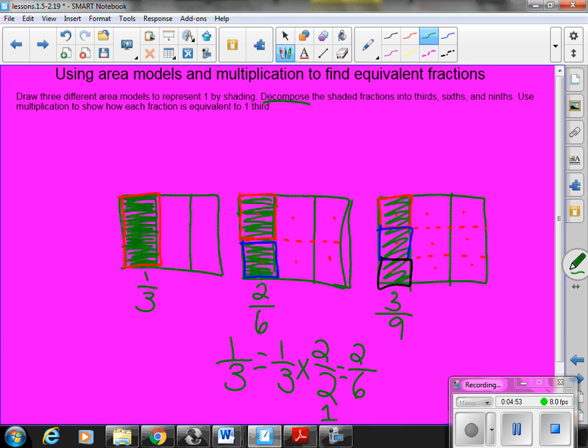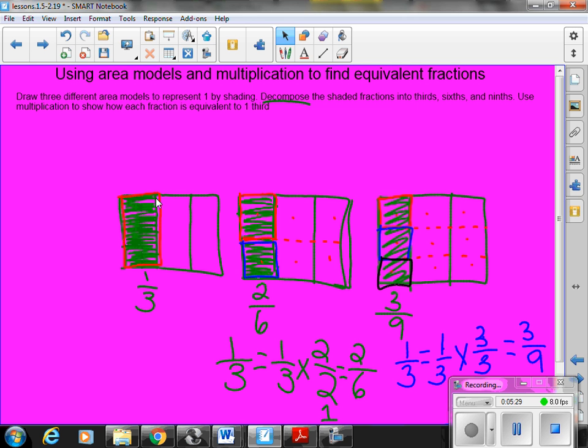Same for 3/9. I started out with 1/3 and I multiplied it, so now there are 3 shaded parts. So here's my 3, and then I have 3/3. I divided those into 3, and the shaded part is also in 3 parts. So here I have 1 times 3 is 3, and 3 times 3 is 9. So I just represented it showing multiplication, and that is using area models and multiplication to find equivalent fractions.